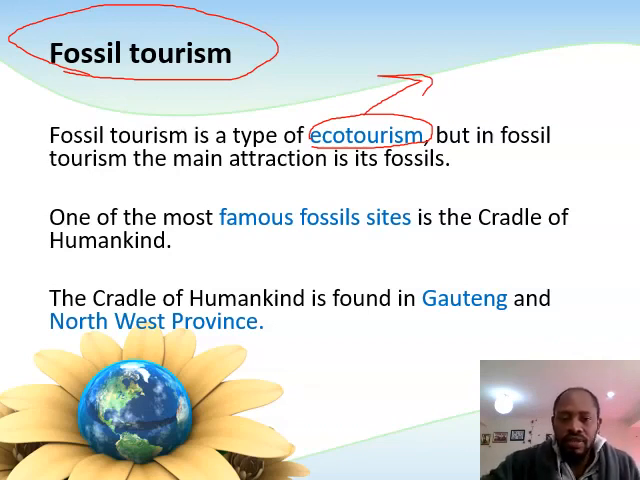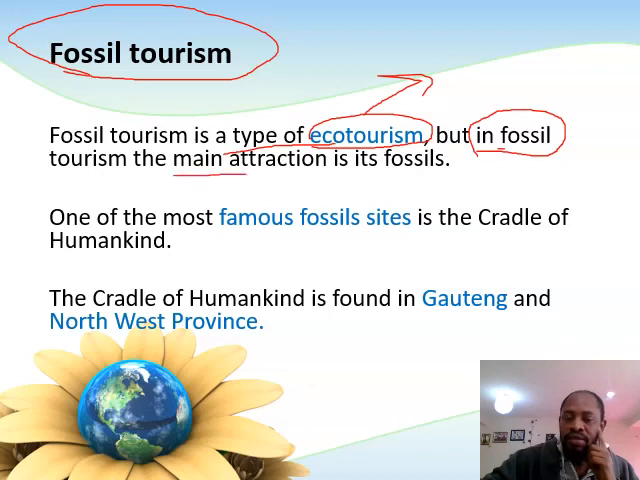But with fossil tourism, which is another type of ecotourism because fossils are also part of the environment, in this case, the tourism is about fossils, because in fossil tourism, fossils are the main attraction. So these tourists move around just to view fossils around the world.